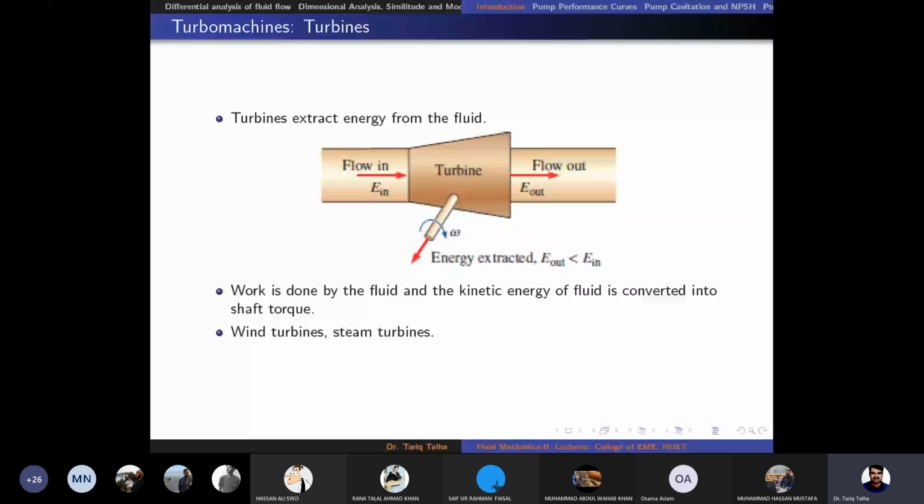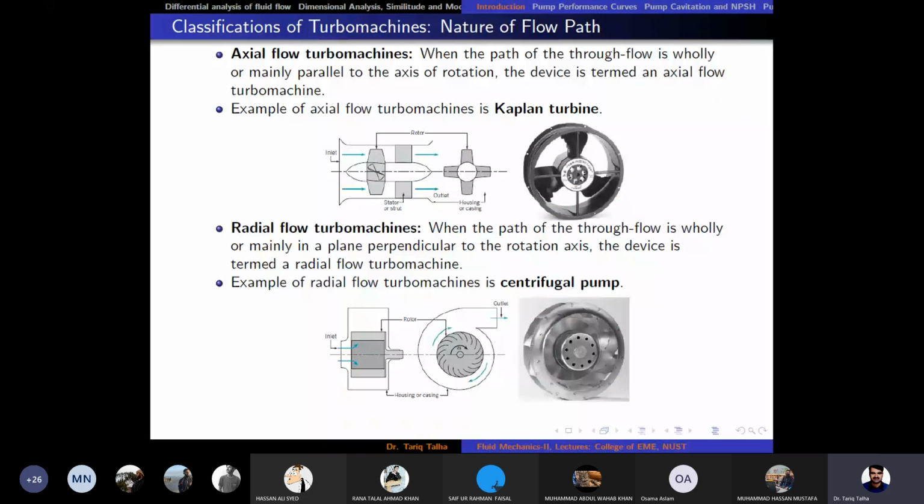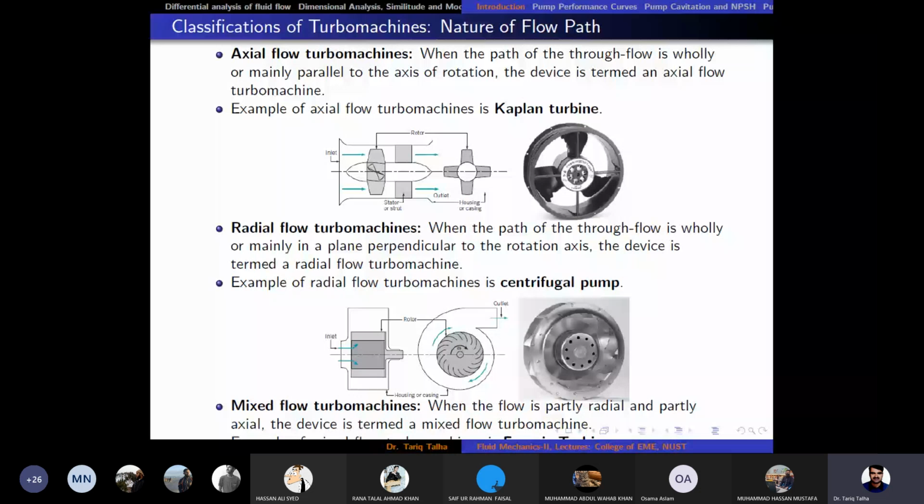Okay, so we talked about axial flow turbo machines, radial flow turbo machines, and then we have got another one which is mixed flow turbo machines. In that the flow is partially radial and partially axial. So we call it a mixed flow turbo machine, and the Francis turbine is one of the prime examples of mixed flow turbines. We would discuss it in detail when we discuss the Francis turbine. These are the three types of turbo machines as per the nature or direction of flow path. From here now we would start discussing pumps, and then we would move on to turbines after that. So, let me.